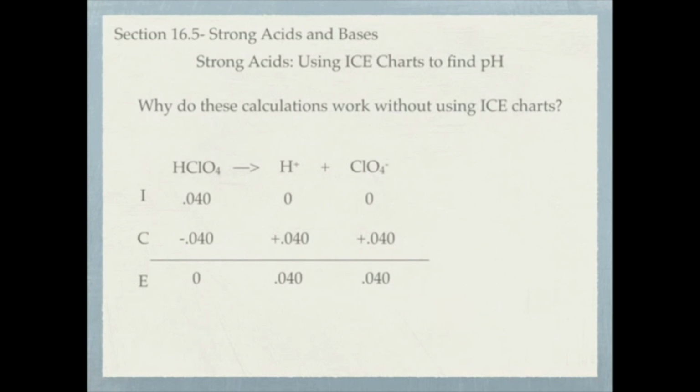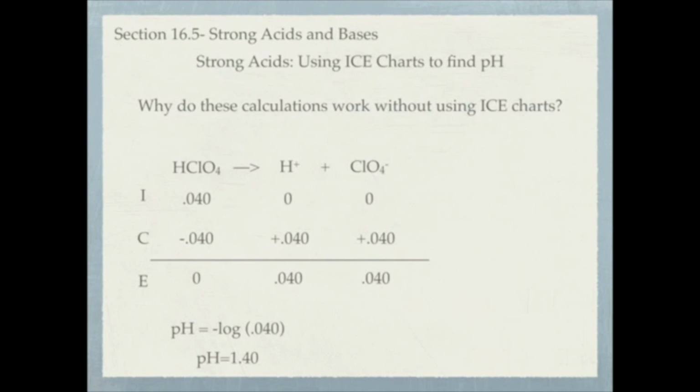So what I can do to calculate my pH is actually quite easy, because right now I already know my concentration of hydrogen ions at equilibrium. It's 0.040. And so what I can do is just take the negative log of 0.040 and that will give me my pH. So my pH equals 1.40. And the reason why it's the 0.40, remember, 2 sig figs gives me 2 decimal places for pH.